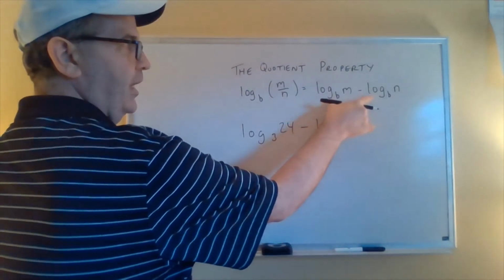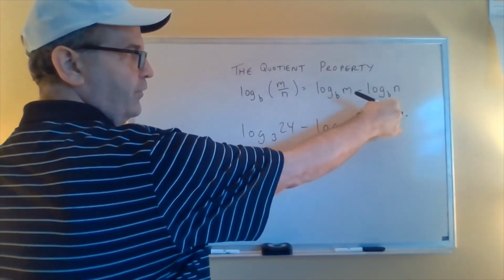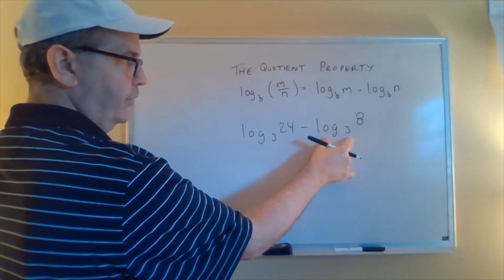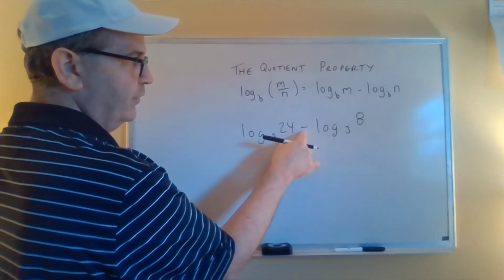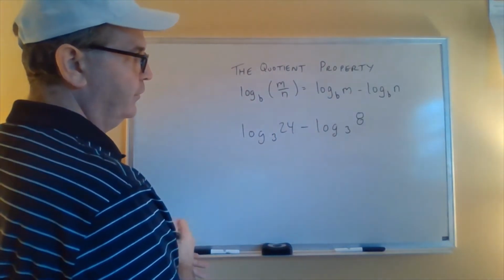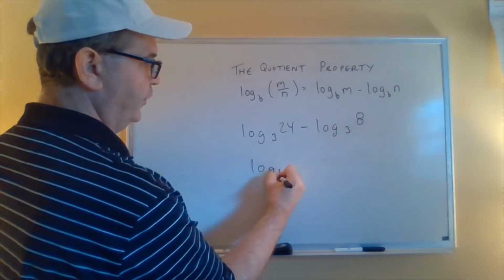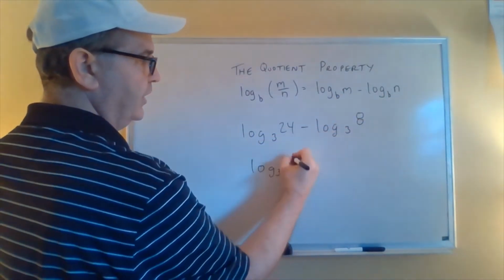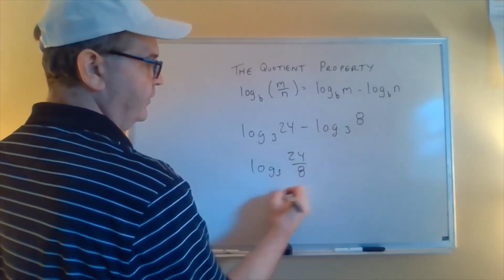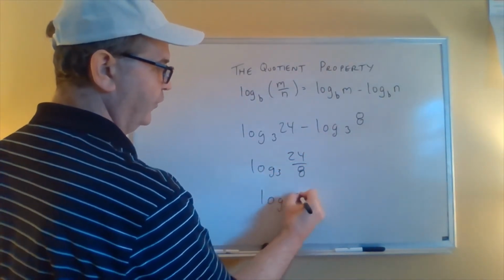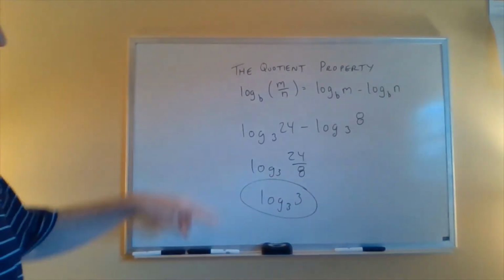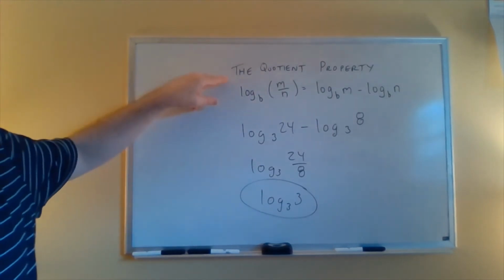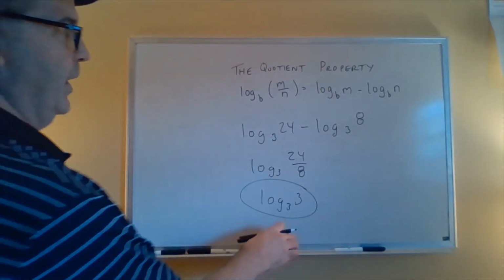Okay, so we can look at this. We have a log of the same base minus a log of the same base here, just like we have log base 3 subtracting log base 3 here. When we combine these, because we have subtraction, we're going to use division. So we'll have the log base 3. This first one will be our m, and the second one would be our n, so we're going to have 24 over 8, or that would just simply be the log base 3 of 3. That would be condensing these two logarithms right here into one using the quotient property. We would just be going backwards.